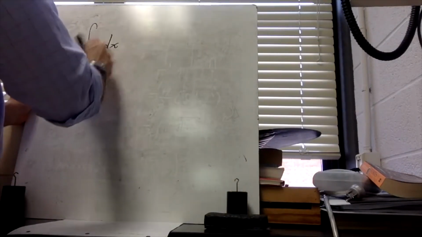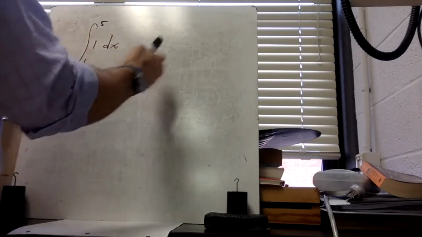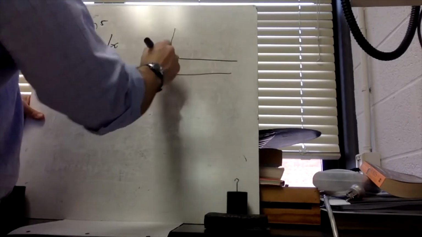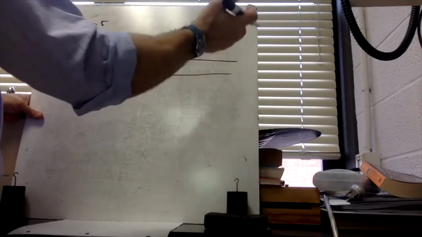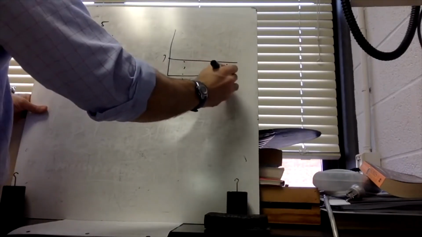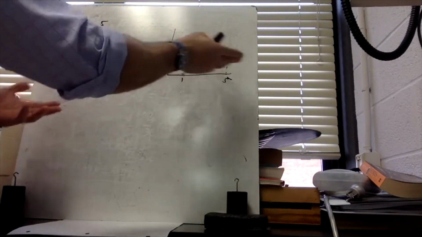1 dx from, let's say, 1 to 5. Well, what does this look like? Right? This is a function. What's the function? The function is just a line at height 1. And so from going from 1 to 5, here's 1, here's 5. This should end up just being, like, 4 times 1, 4.